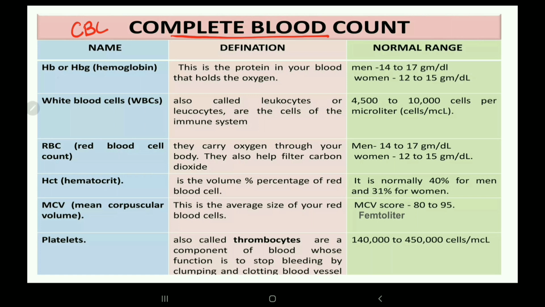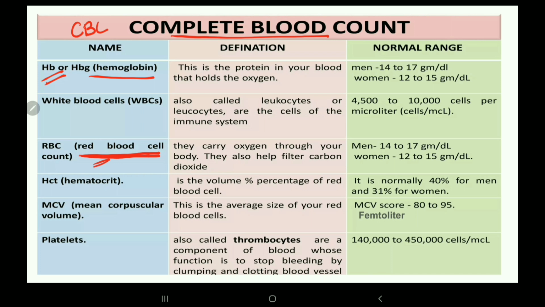The very first parameter is hemoglobin. In short, it is called as HB. We will also discuss about red blood cells because hemoglobin and red blood cells are connected. Now, what is hemoglobin and what is its role in our body and how it is connected to red blood cells? Let us see that.